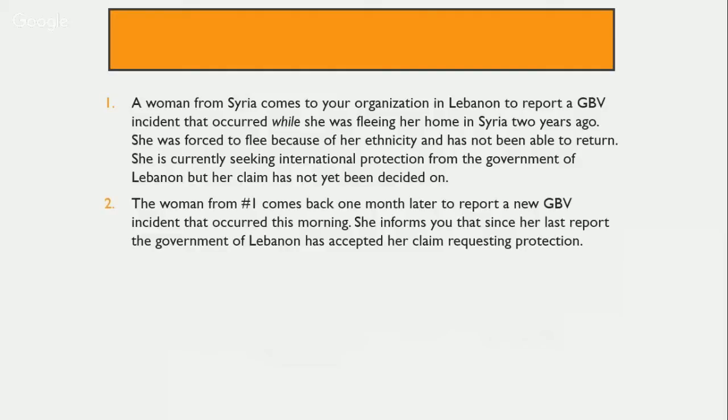The woman from number 1 comes back 1 month later to report a new GBV incident that occurred this morning. She informs you that since her last report, the government of Lebanon has accepted her claim requesting protection. What is her stage of displacement at the time of incident? If you said during refuge or during displacement, you're right. The incident occurred while she was in a state of displacement.